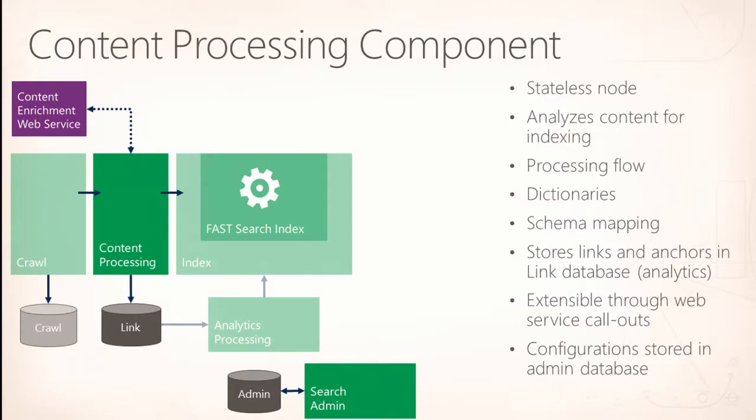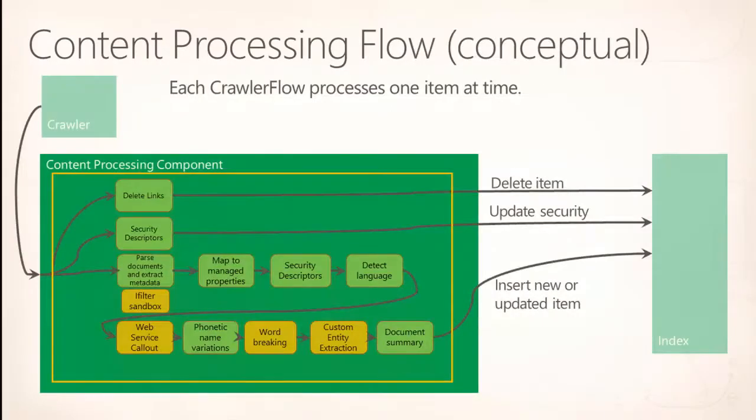I will show you a conceptual example of how it actually executes. So it executes flows, really. And it pulls in dictionaries, also custom dictionaries, and it does schema mappings. And it's extensible by calling out. So you can configure this to call out to the content enrichment web service to further enhance what kind of metadata you would like to populate in the index. So we have a simple example here, a conceptual example of a typical flow inside the content processing component.